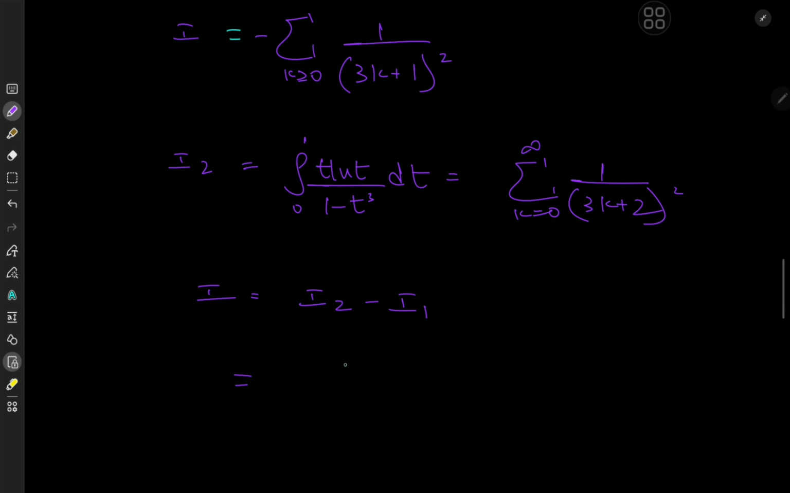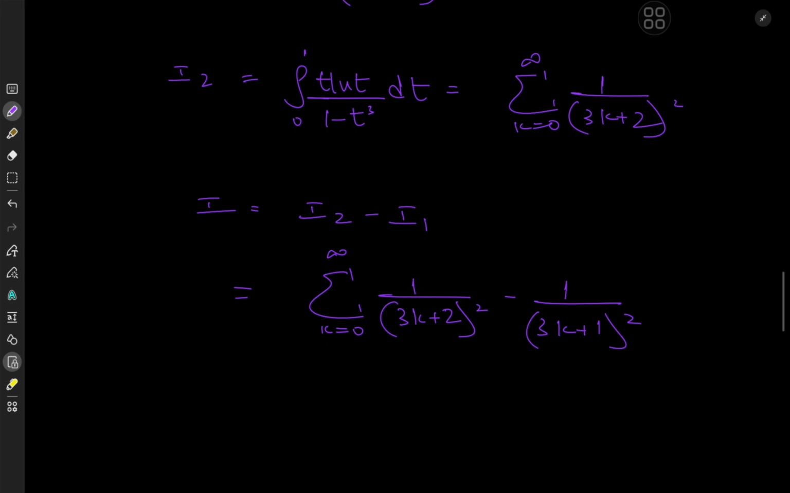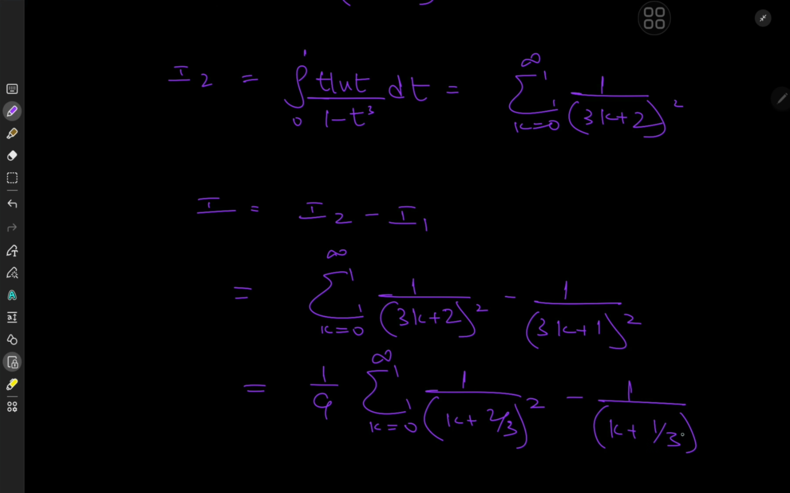Yes, indeed. So I'll use the linearity of the summation operator to just combine them, because we know that these two sums are convergent. So we have 1 over 3k plus 2 whole thing squared minus 1 over 3k plus 1 squared. And notice that I can factor out 3 from the denominators of both terms. So if I factor out 3, that gives me 3 squared, which is 9. So I'm left with 1 over 9 outside, sum over k from 0 to infinity, 1 over k plus 2/3 squared, minus 1 over k plus 1/3 squared.